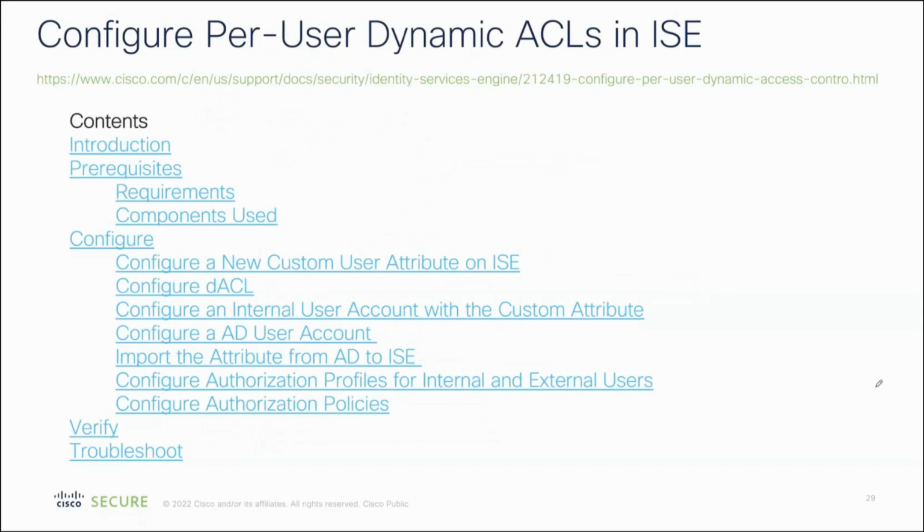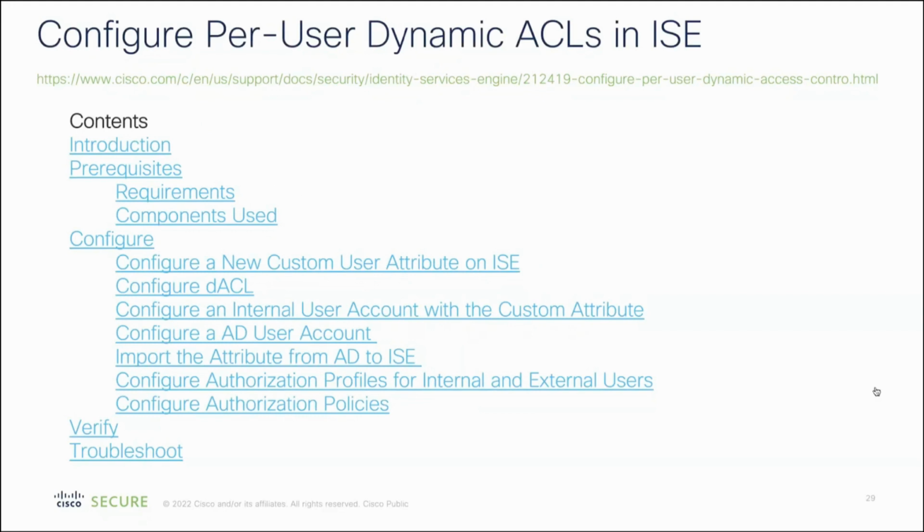And one other thing I'll mention is there's another use case I didn't go into today, but the ability to actually use dynamic access control lists per user. You have the ability to do that with ISE user custom attributes. So that's an option. If that's something you're looking at doing, that's another option for you.